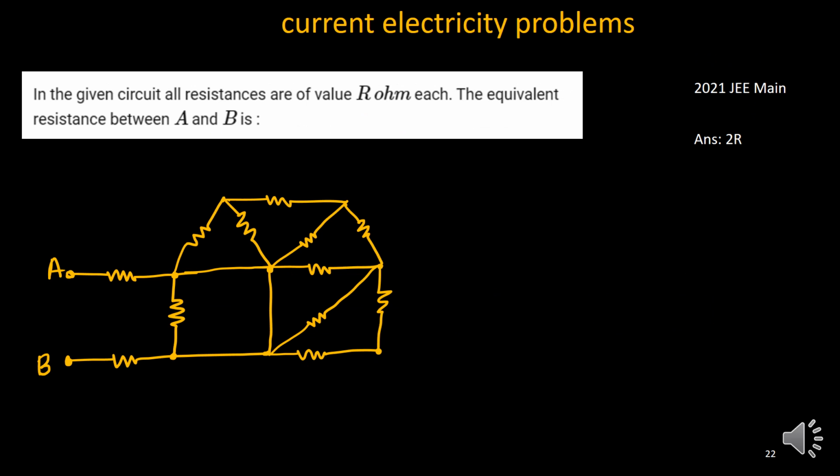This one looks very complicated, but it is not really complicated. This resistance is R. I'll consider this one, this is R, this is R. All resistances are R. Remember.